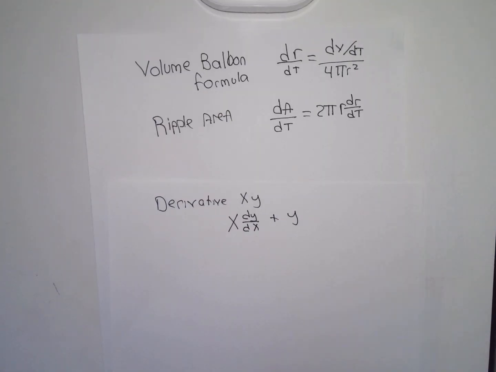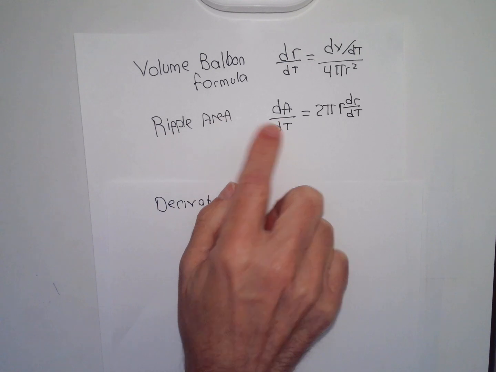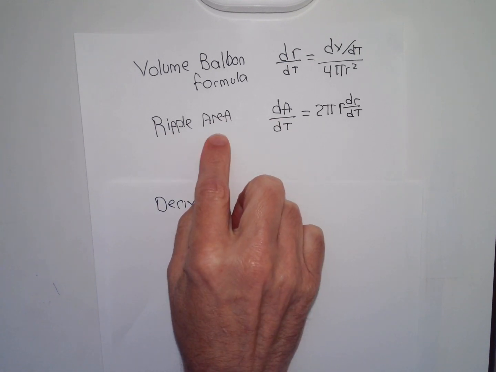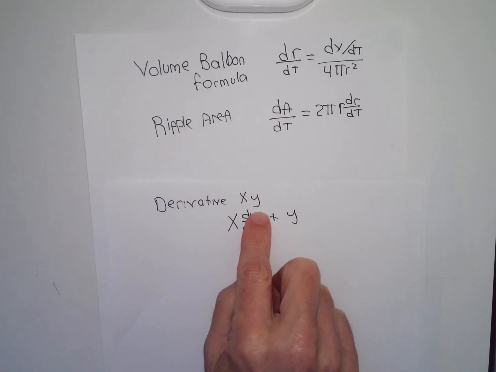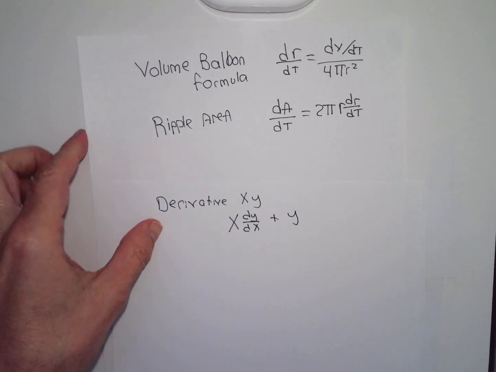So I'm about to do the Chapter 4 practice test. I have these at my fingertips just in case I need them: the DR/DT formula for the volume balloon word problem, the DA/DT formula for the ripple in a pond word problem, and the implicit differentiation for XY. Well worth your note cards if you get to use a note card. I'm not going to develop those again.